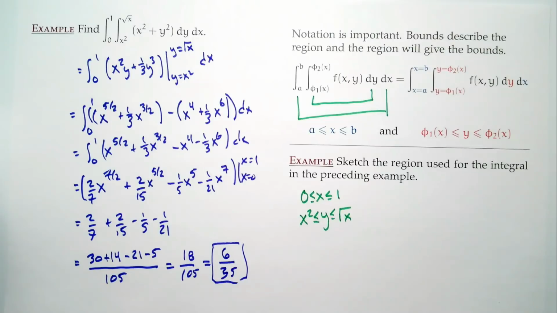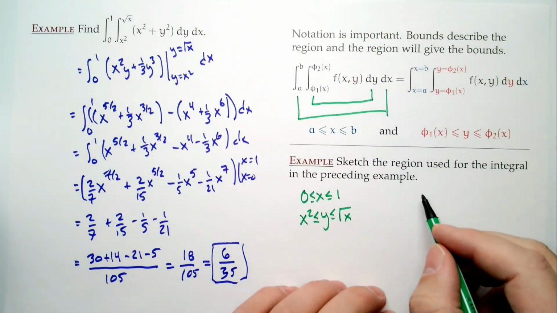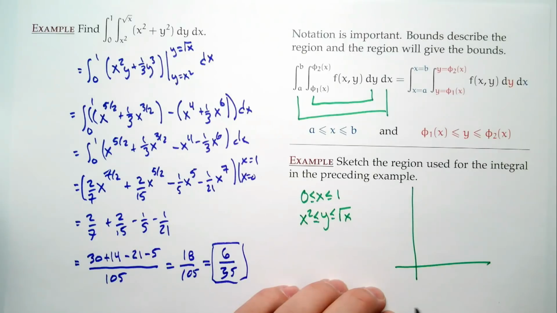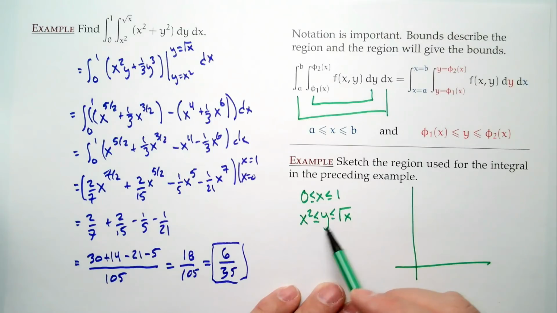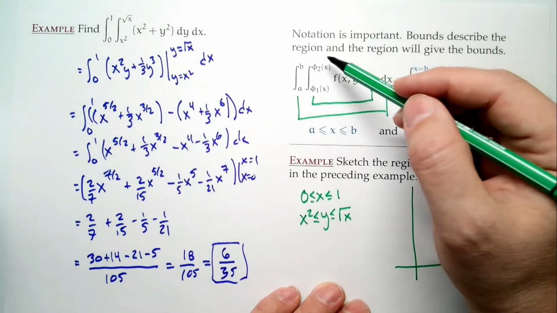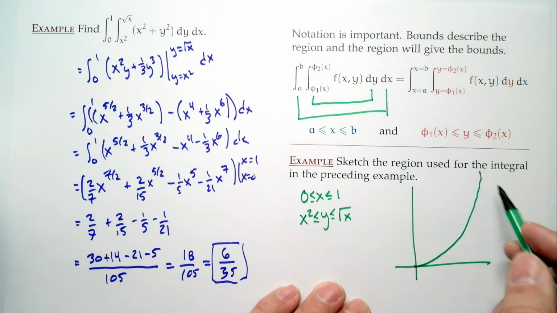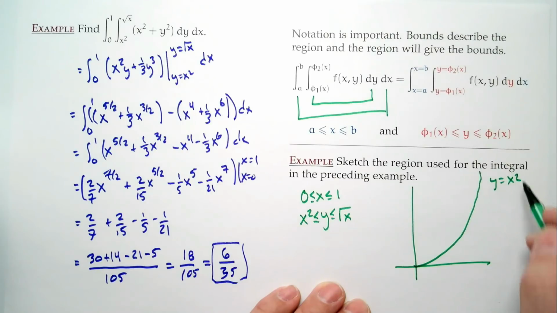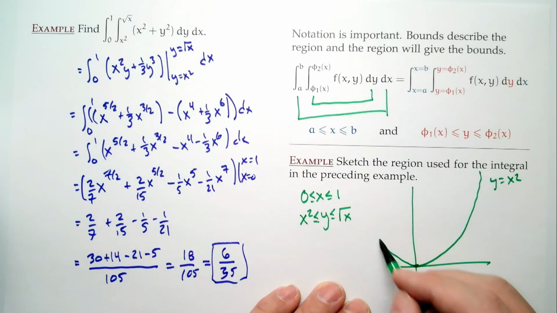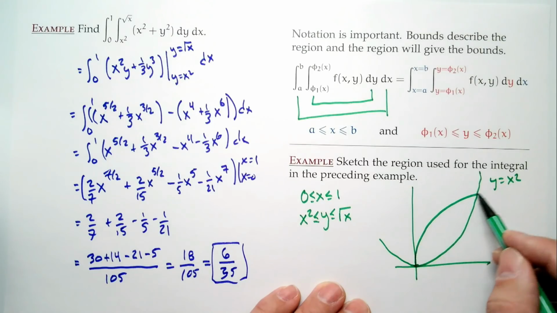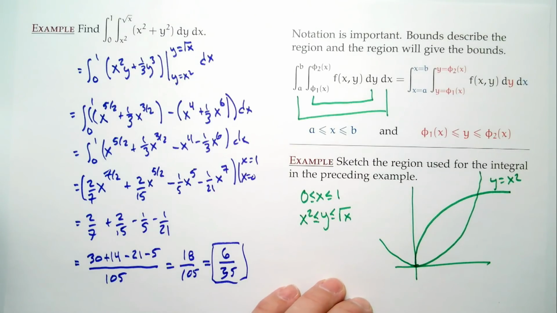Now we want to sketch the region. So we say, okay, draw some axes here. So we have y equals x squared. When we're drawing the region, we want to look at the curves. The curves are the inner integrals. So we have y equals x squared. So maybe this is y equals x squared. And it can continue over there. Y equals square root of x is there.